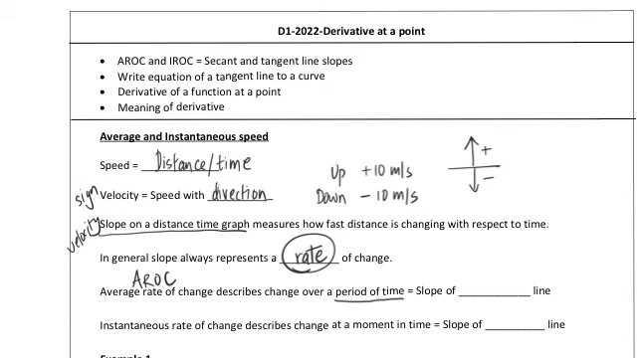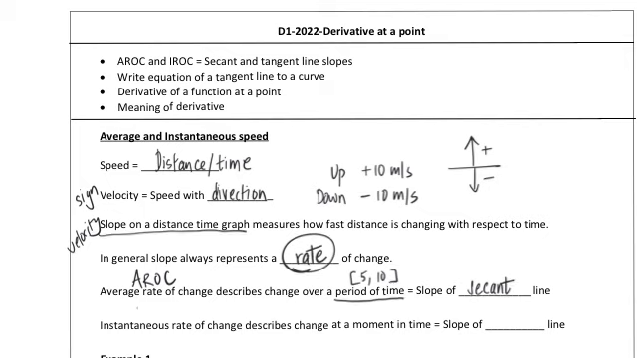There's always going to be two times. What is the average rate of change between t is equal to 5 and t is equal to 10, right? So it is the rate of change over a period of time, and that makes it the slope of a secant line.